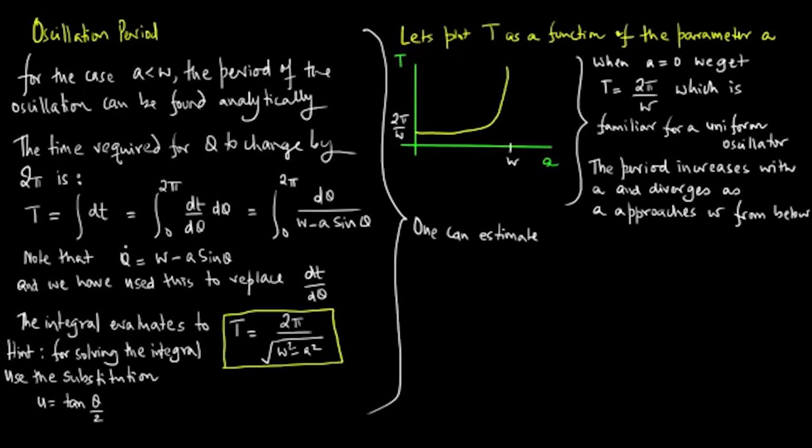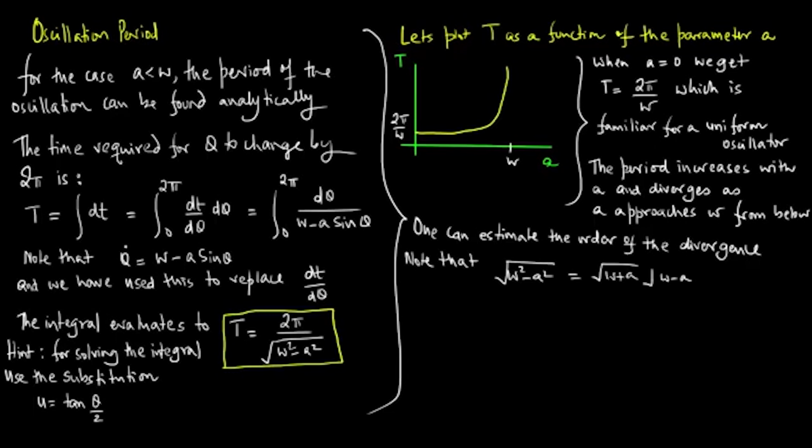One can actually estimate the order of the divergence. Now note that the square root of omega squared minus a squared is equal to the square root of omega plus a times the square root of omega minus a, which is approximately equal to the square root of 2 omega times the square root of omega minus a, as a tends to omega from below.